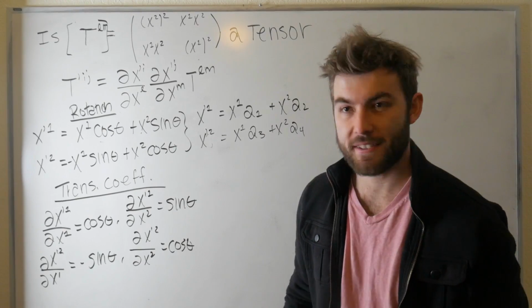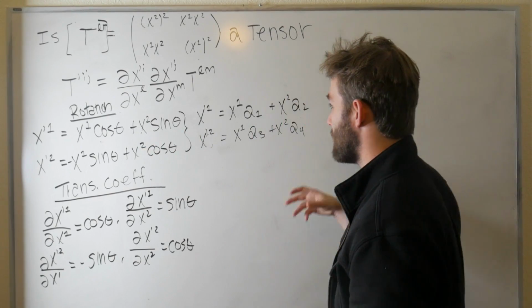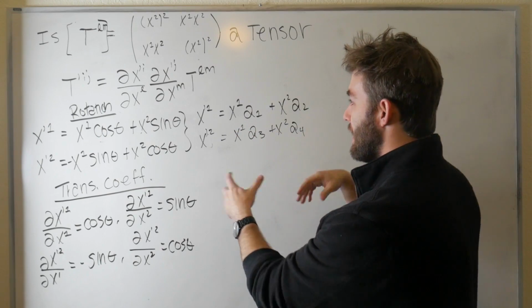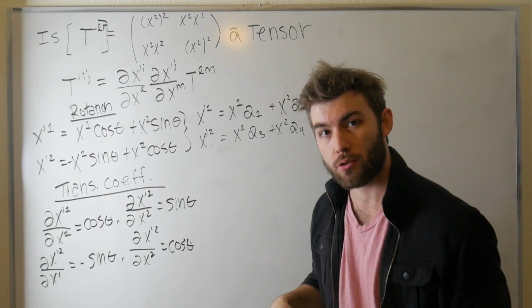So let me know in the comments section, if you take some arbitrary constants instead of these sines and cosines and treat the transformation this way, is this enough? Are there conditions that you can place where this matrix will transform as a tensor?